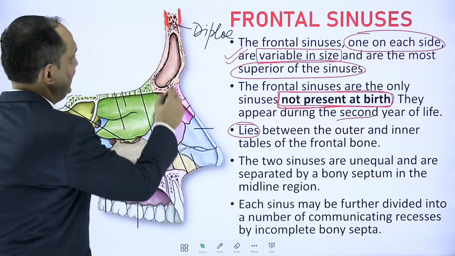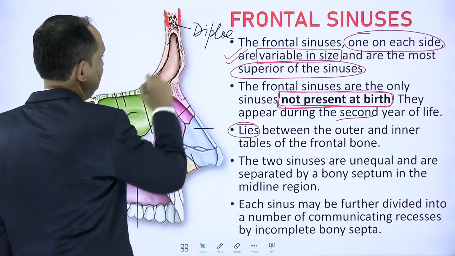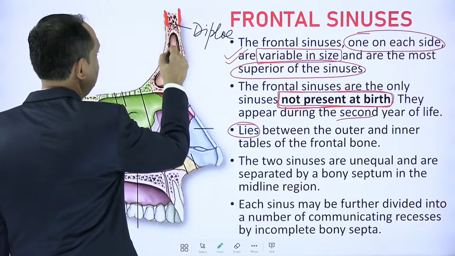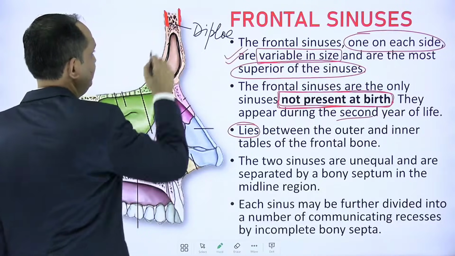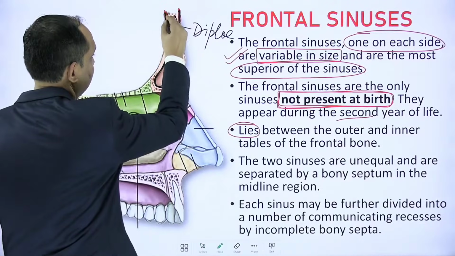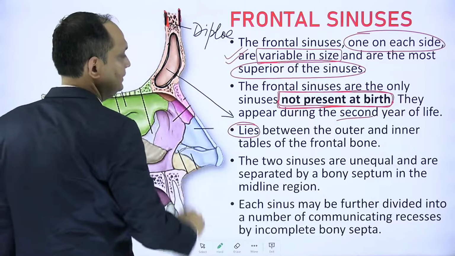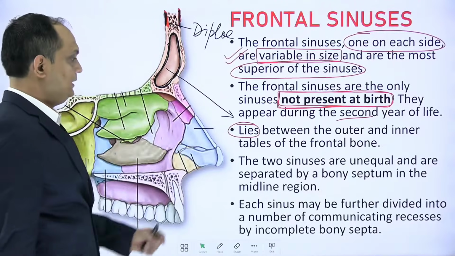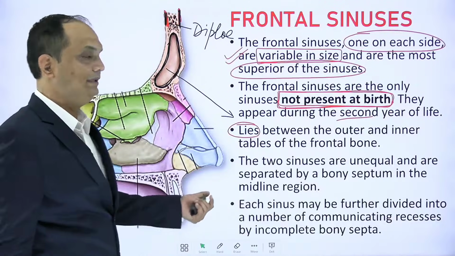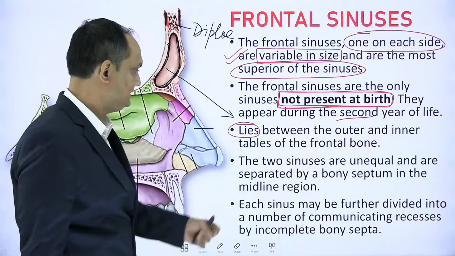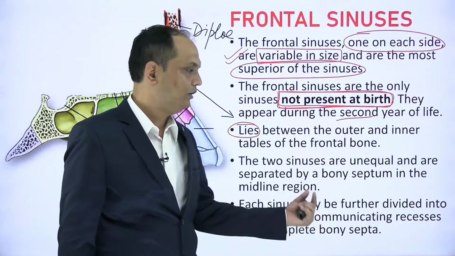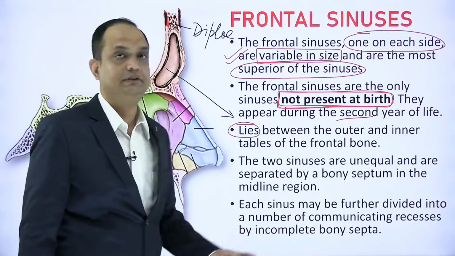So, you will realize that this area is not present at birth, but later on it is formed by eroding the tissue, that is the vascular tissue between the outer table of the bone and the inner table of the bone, and this is known as the sinus. Clear? The two sinuses are unequal and are separated by a bony septum in the midline region, and each sinus may be further divided into a number of small recesses which are communicating with each other.